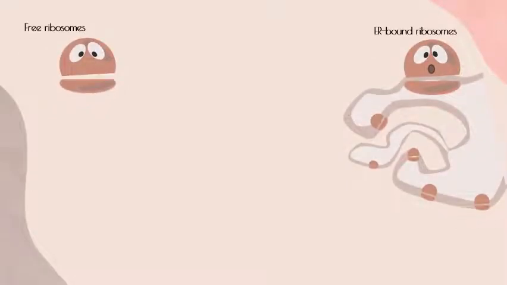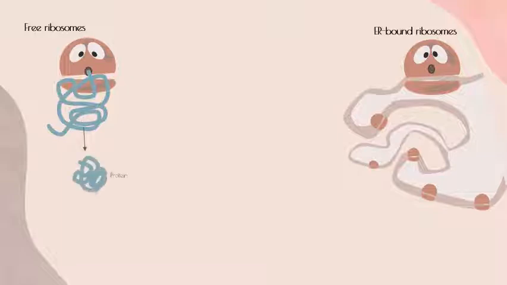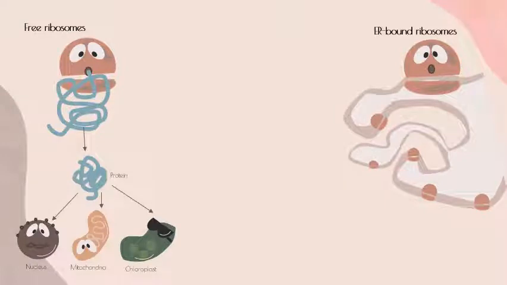There are two pathways, or two fates, for the protein in the cell: free ribosome synthesized protein and ER-bound ribosome synthesized protein. The protein synthesized on the free ribosome will either stay in the cytosol or be transported to the nucleus, the mitochondria, our lovely chloroplast, which is sunbathing here, or the peroxisome.